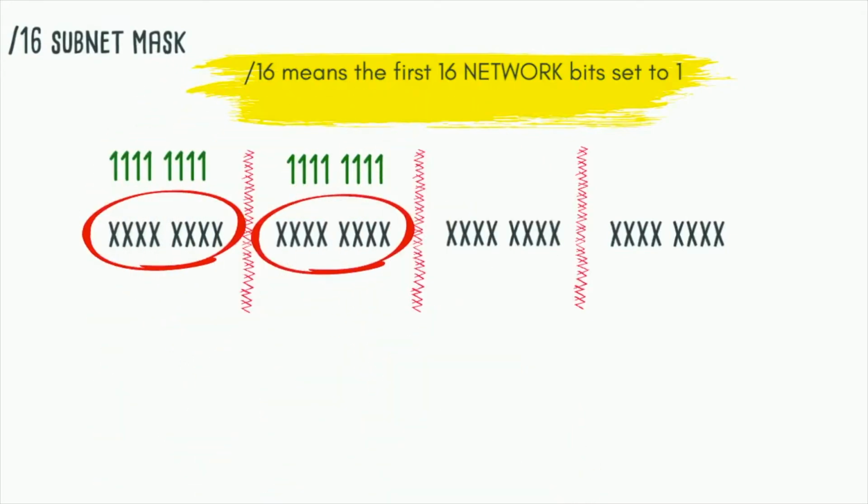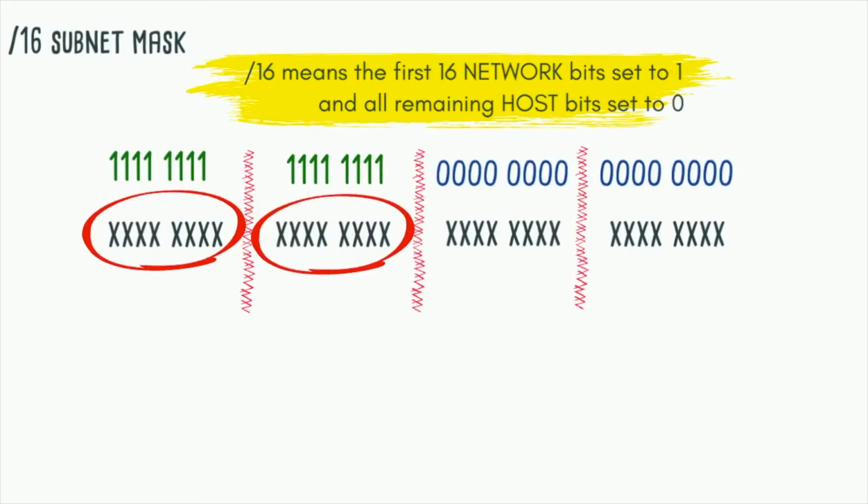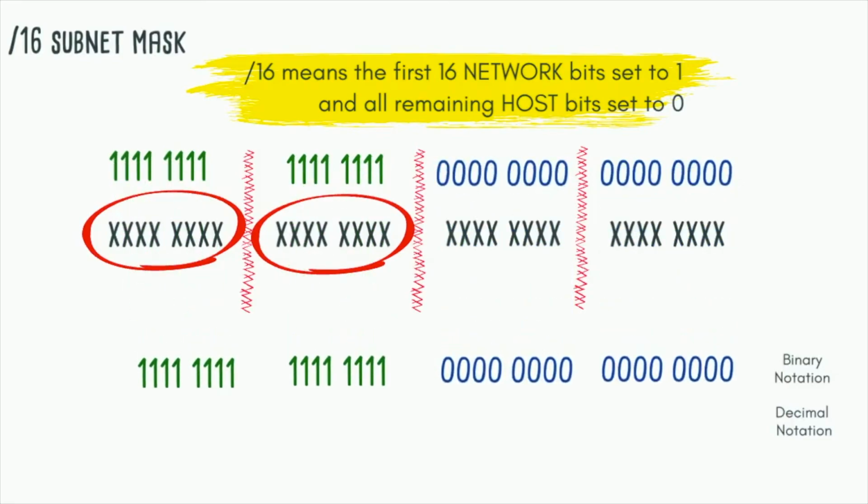While the remaining 16 bits are all set to 0. Using an IP calculator, we can translate this address into 255.255.0.0 in the decimal notation.